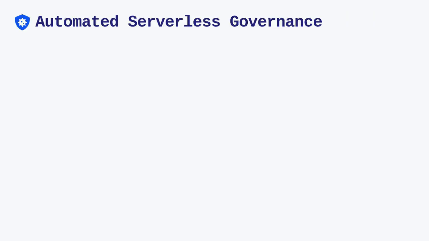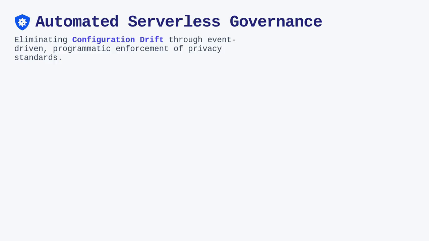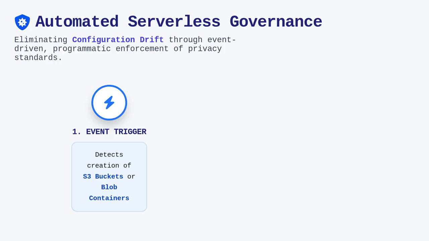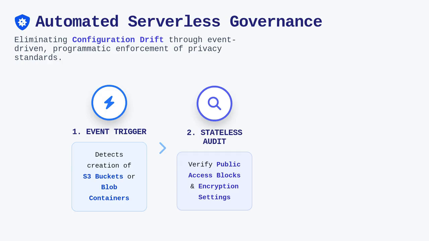Once your boundaries are established, the next challenge is ensuring that your configuration does not drift over time as your cloud footprint scales. This is where automated serverless governance scripts become a necessity rather than a luxury for responsible engineering teams. You can construct functions that trigger on specific events, such as the creation of an S3 bucket or a blob container, to verify that public access blocks are correctly enabled.